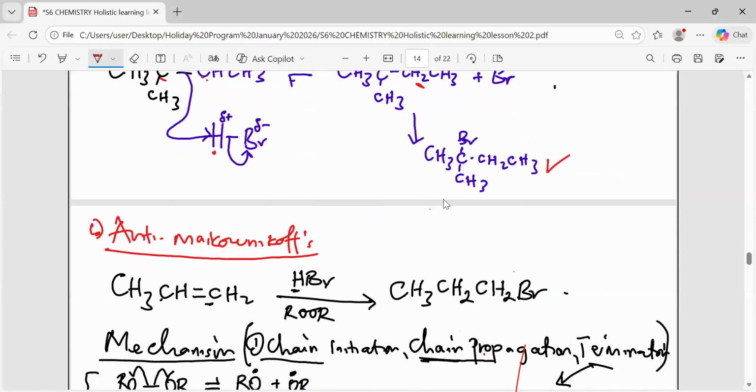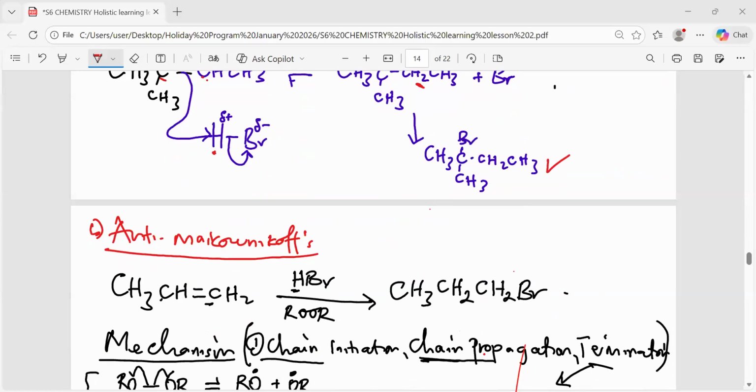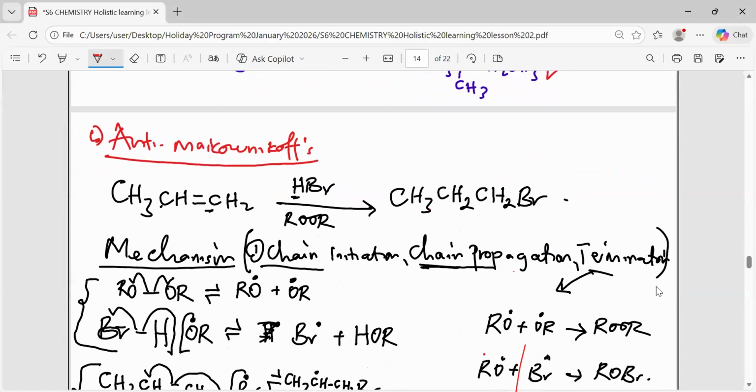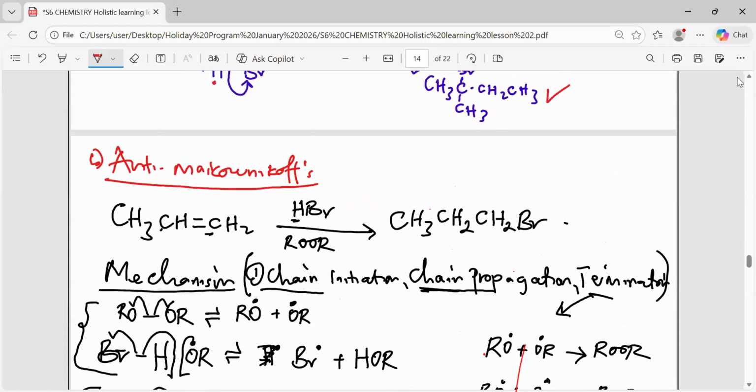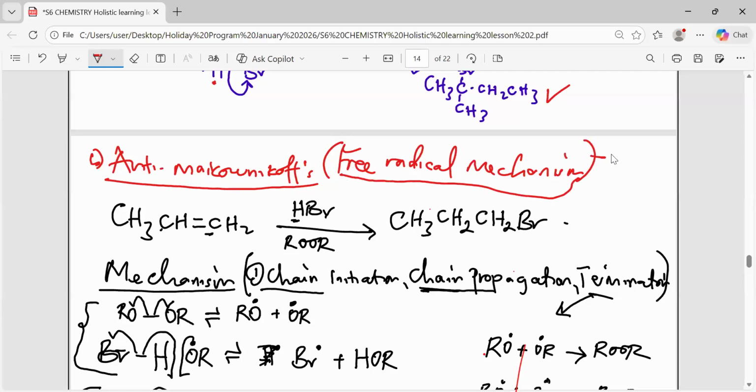Now, on anti-Markovnikov, we say that it follows a free radical mechanism. And we are saying that a free radical mechanism undergoes 3 steps. Step number 1 is chain initiation, then chain propagation, and chain termination.